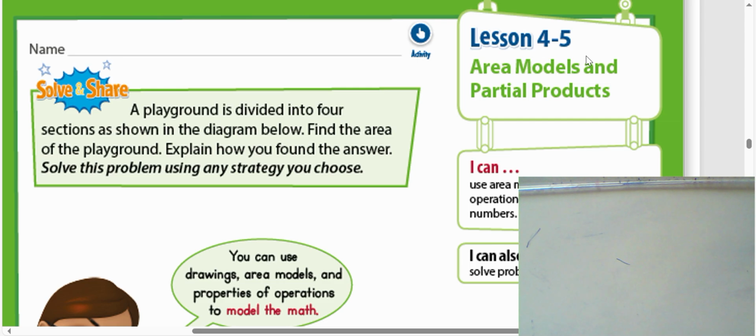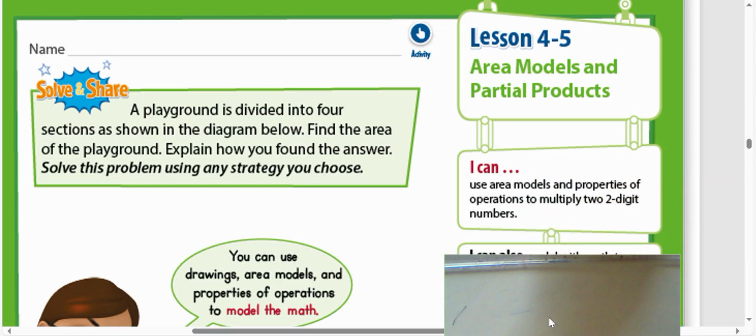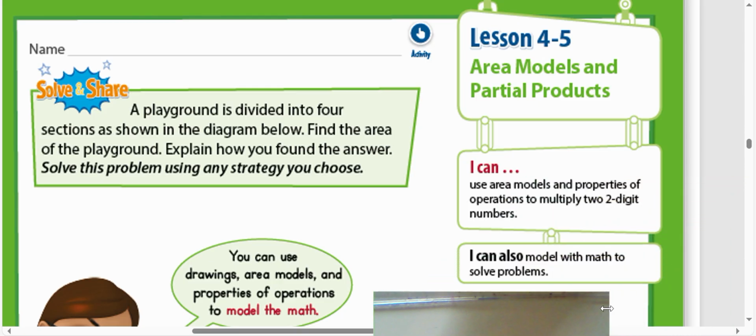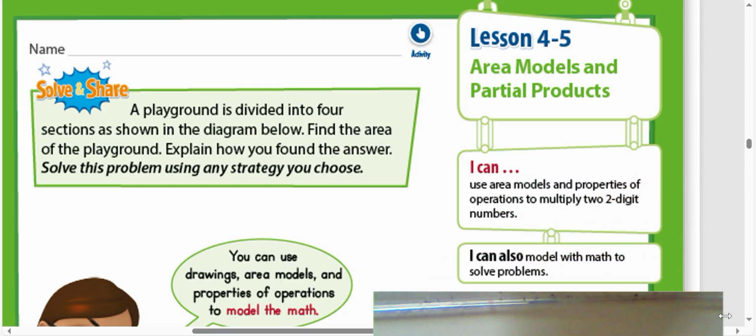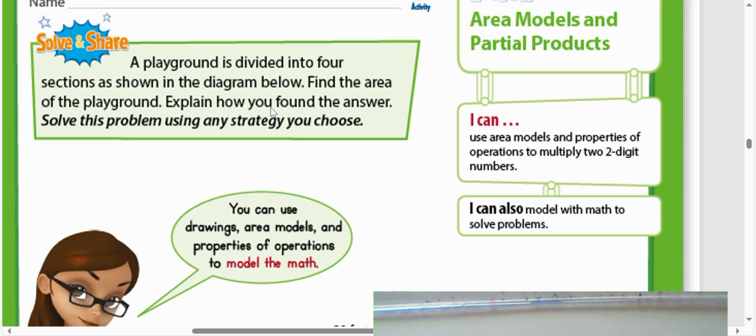Grade 4? Today we'll solve from volume number 1, lesson number 5, topic 4, area models and partial products. We can also use the distributive property to find the answer between two numbers. If you want to find the product between two numbers, use a model with math to solve problems, and you can use area models and properties of multiplication, lattice, commutative, and distributive property to find the answer. Look with me at the first question, solve and share.